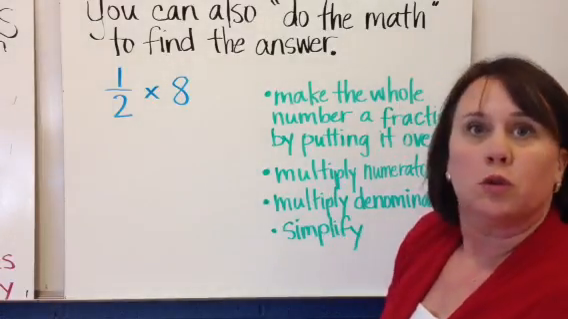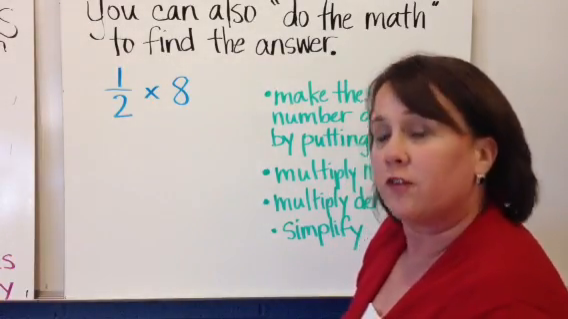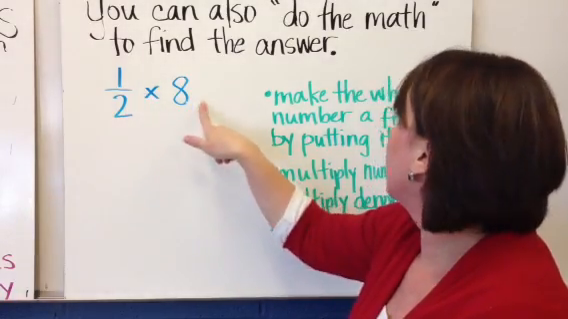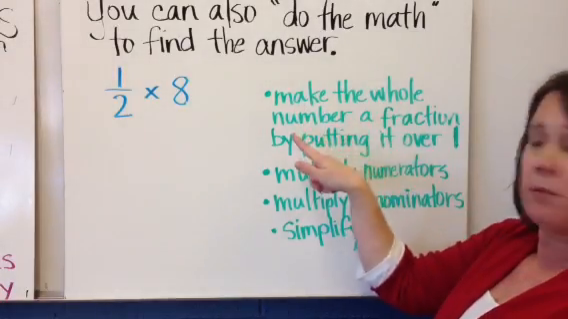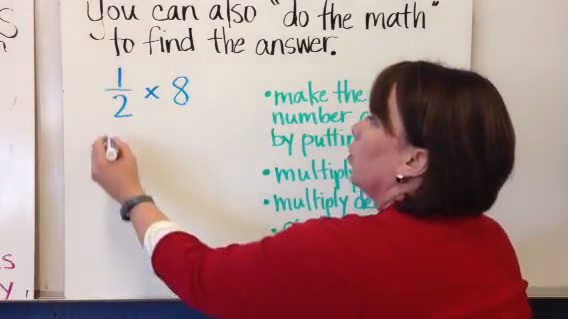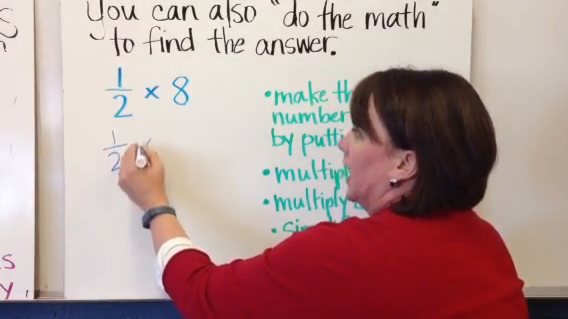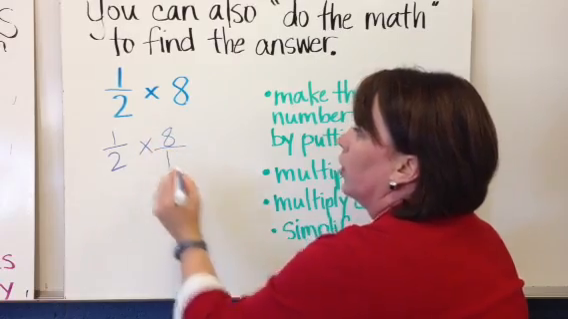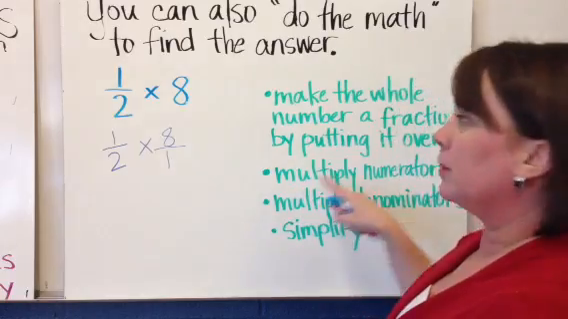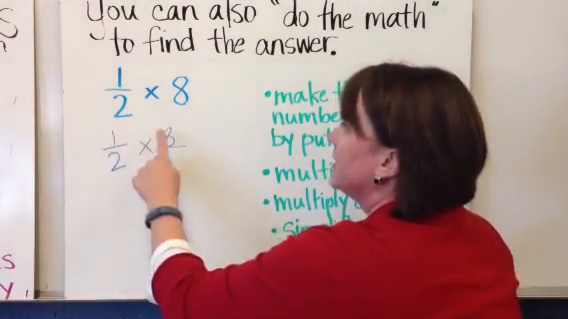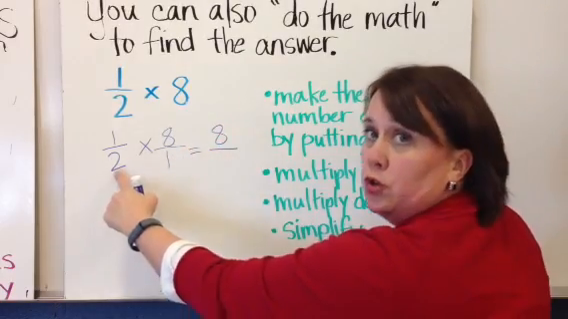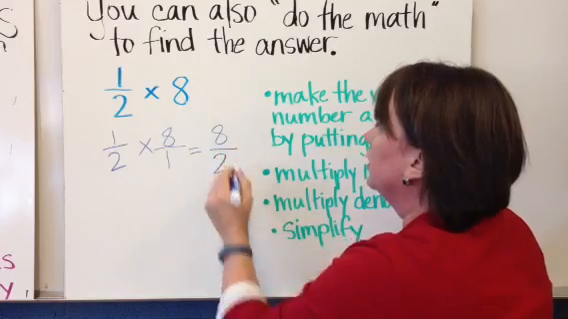You can also do the math to find the answer. The first thing you would do for 1/2 of 8, or 1/2 times 8, is to make the whole number a fraction by putting it over 1. So I have 1/2 times 8 over 1, because 8 over 1 is the same thing as 8. And then I multiply the numerators. 1 times 8 equals 8, and 2 times 1 equals 2.